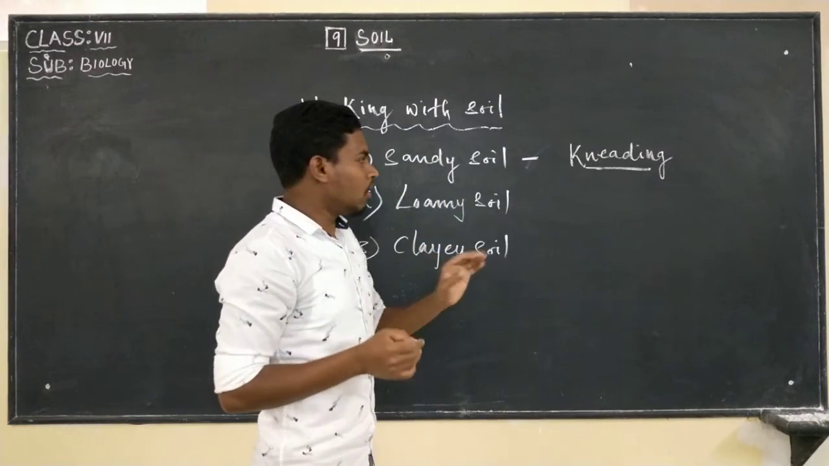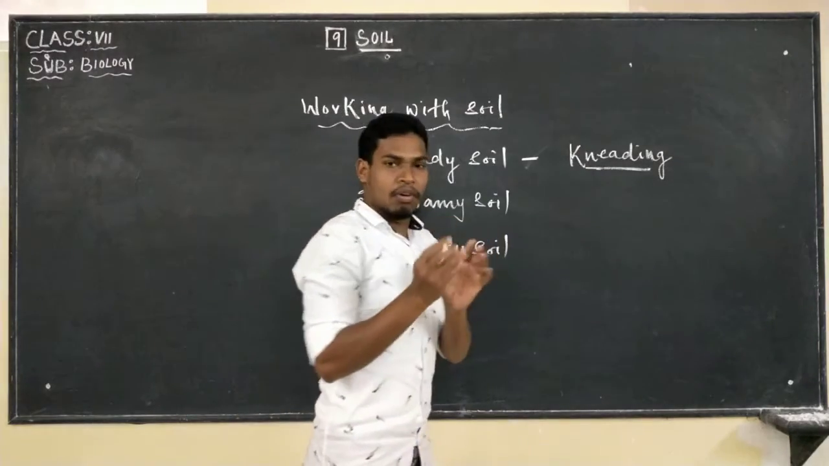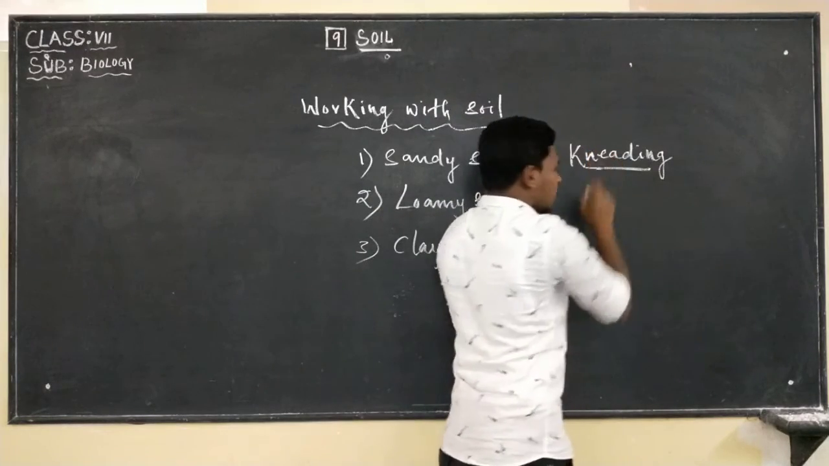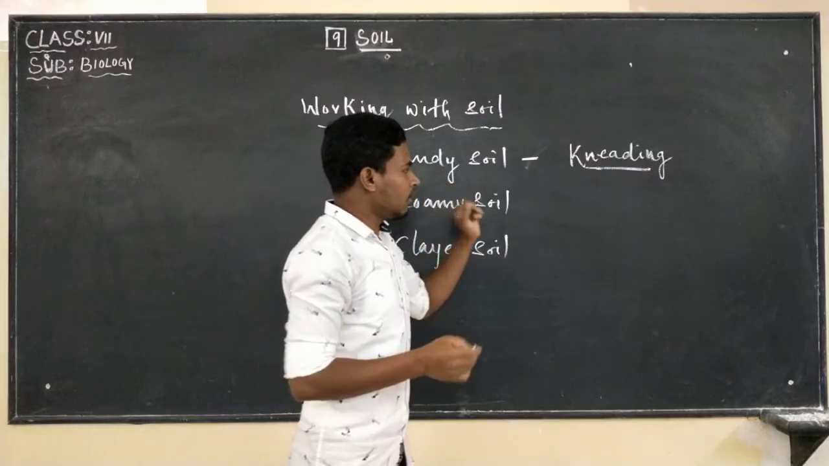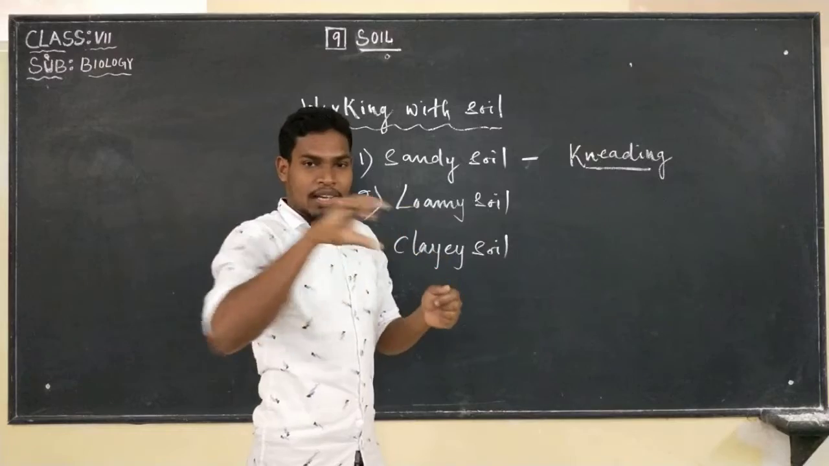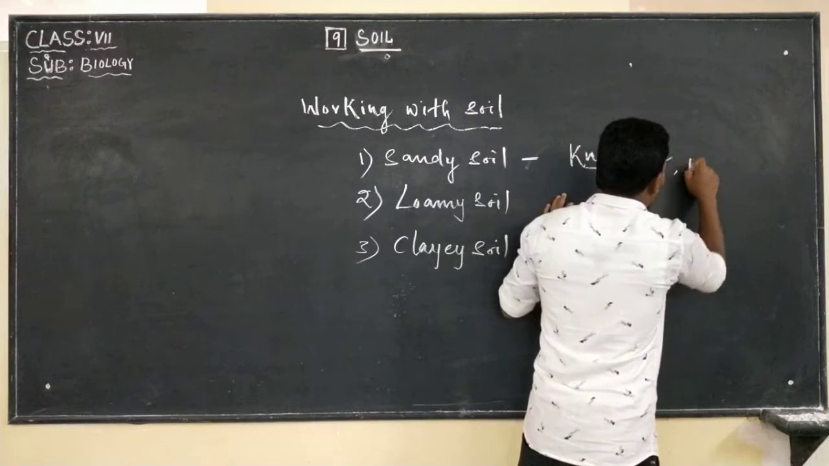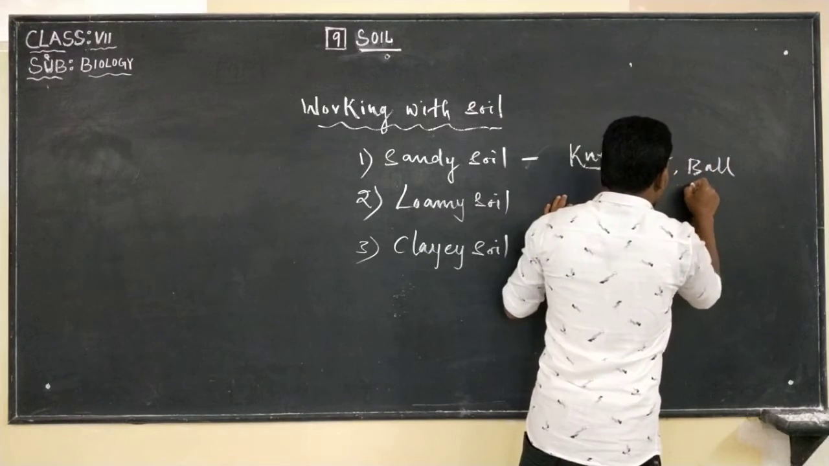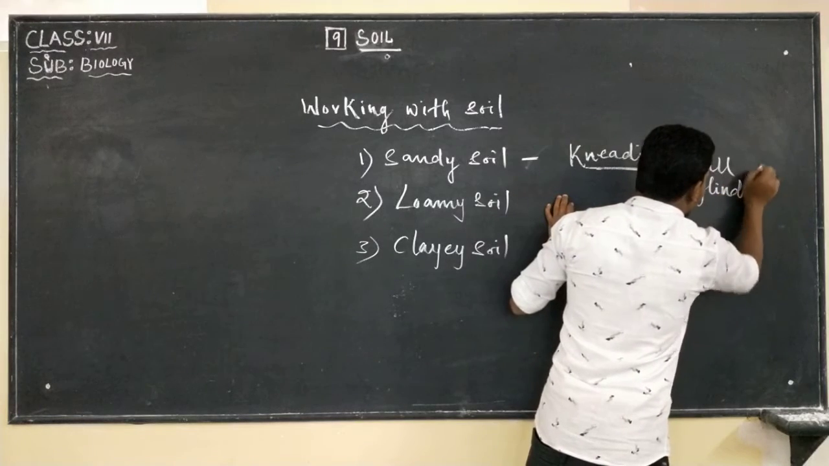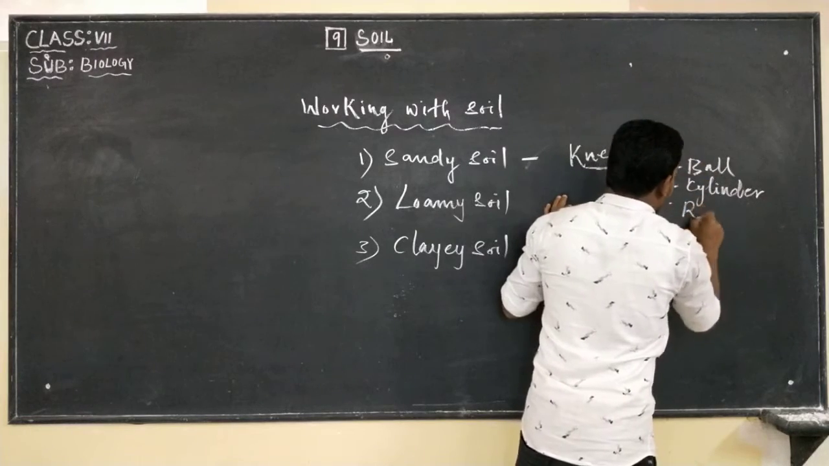Just like the flour of the chapati, we mix the flour along with water, right? That process is known as kneading. So we have to mix the soil along with water and try to make a ball, or even a cylinder structure or even a ring structure. So the first shape is ball, next is cylindrical structure, and the third one is ring structure.